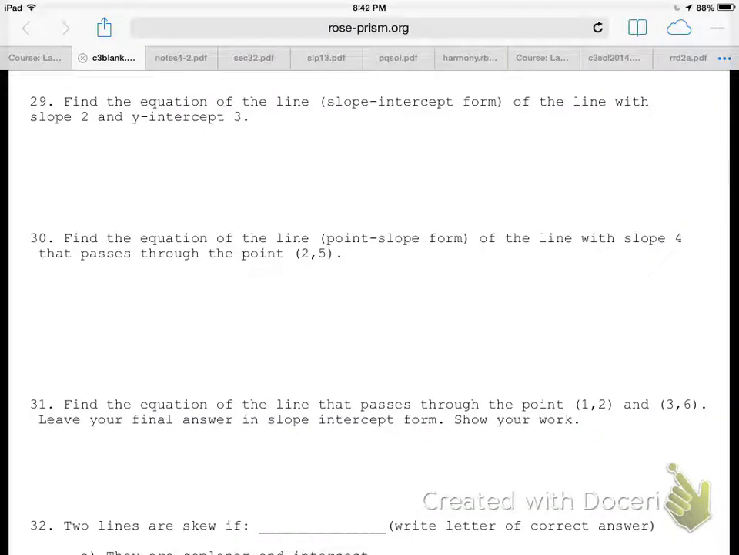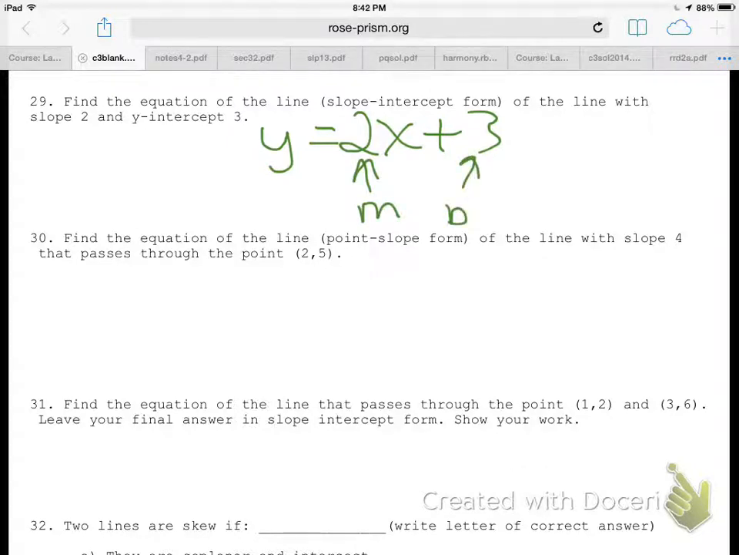Okay, the equation of the line in slope-intercept form with slope 2 and y-intercept 3 is y equals 2x plus 3. That number is always the slope. That number is always the y-intercept.